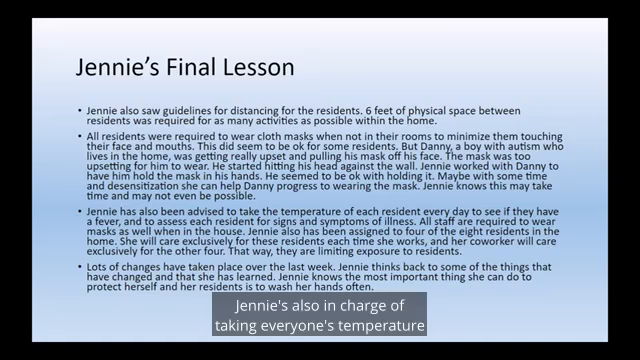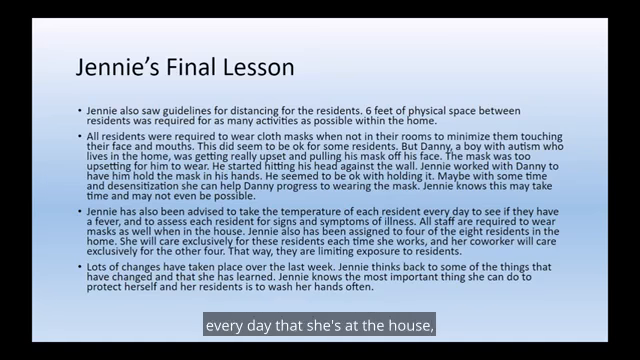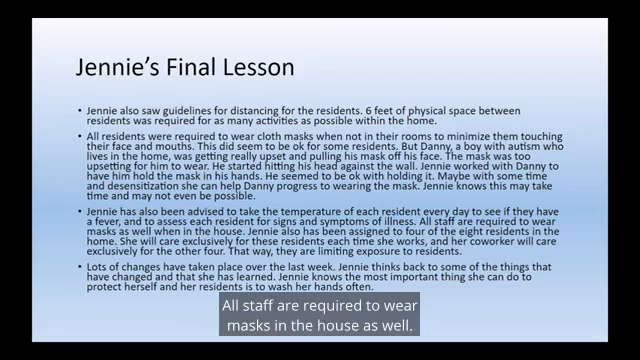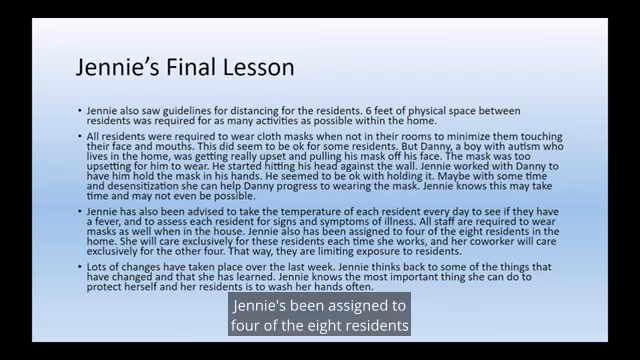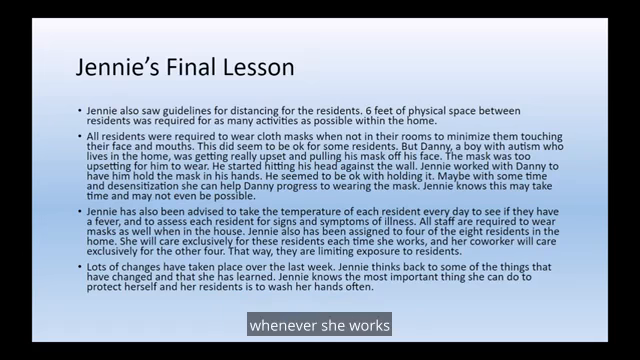Jenny's also in charge of taking everyone's temperature every day that she's at the house, making sure that everybody is healthy and doesn't have a fever. She also assesses each resident for signs and symptoms of illness. All staff are required to wear masks in the house as well. Jenny's been assigned to 4 of the 8 residents, and she will care exclusively for these residents whenever she works, just like her other coworkers will exclusively care for the other 4 residents. So in this way, we're trying to cohort people together, and that limits their exposure to one another.